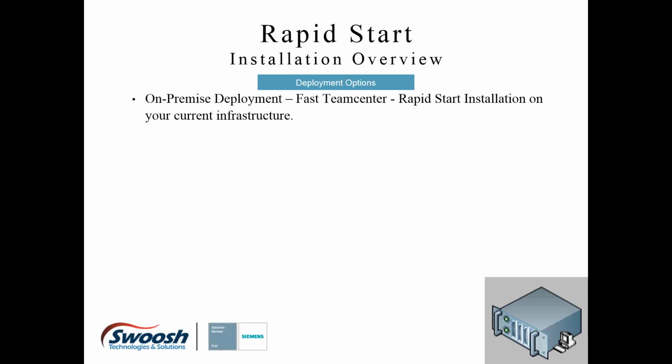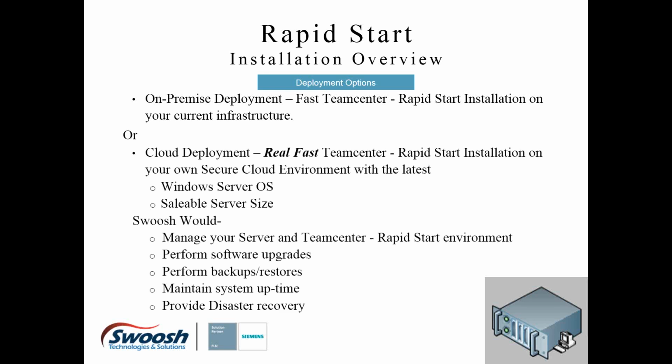Now, why would I be mentioning extra cost in the webinar? Well, we have an option to alleviate that. We can do a cloud deployment. Cloud deployment means we'll do a really, really fast Teamcenter Rapid Start installation, because it'll be managed inside a secure cloud environment. And not just a secure cloud environment, but your own personal cloud environment, where you'll be able to choose any Windows Server operating system. So if you want to work with 2008, or if you want the latest and greatest, we can set you up with that. You can also, as I said, scale the server size.